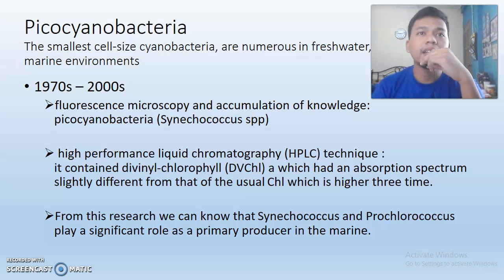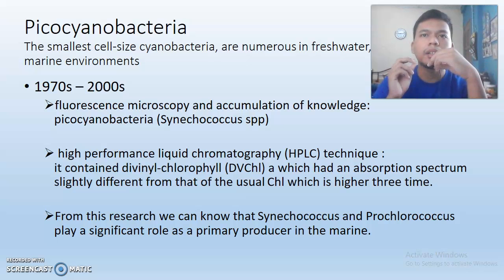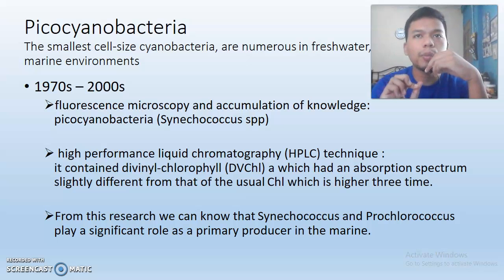HPLC can detect divinyl chlorophyll, so it can differentiate between Prochlorococcus and Synechococcus. Both are dominant in tropical and subtropical regions, but Prochlorococcus can be found more in tropical regions.